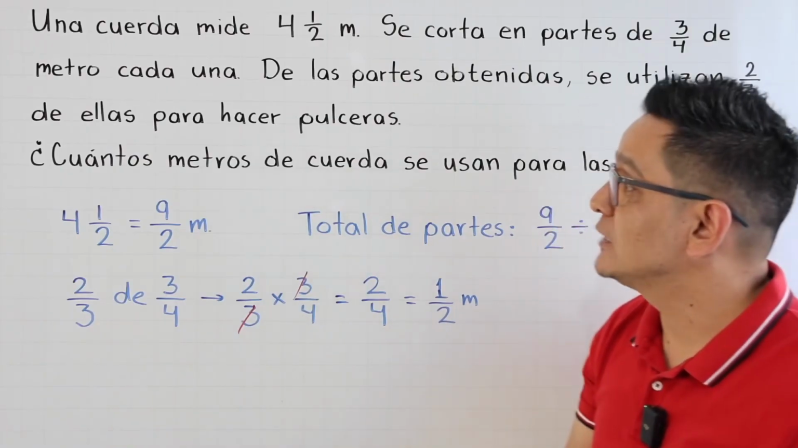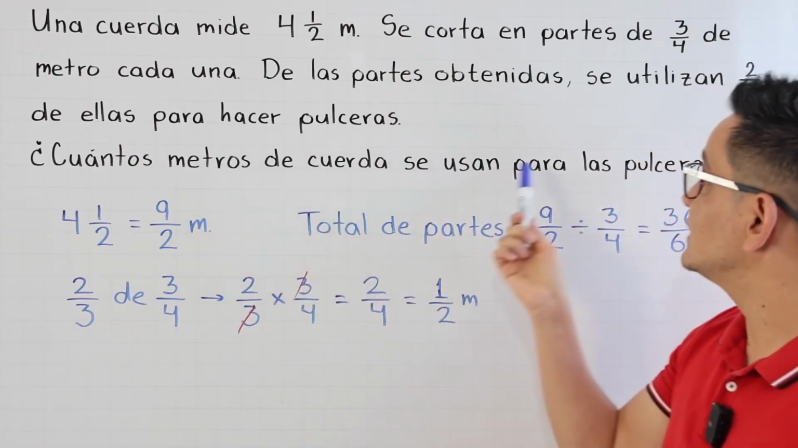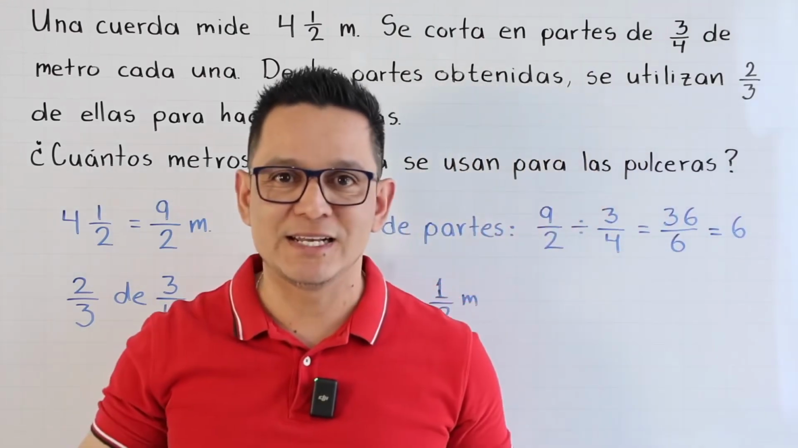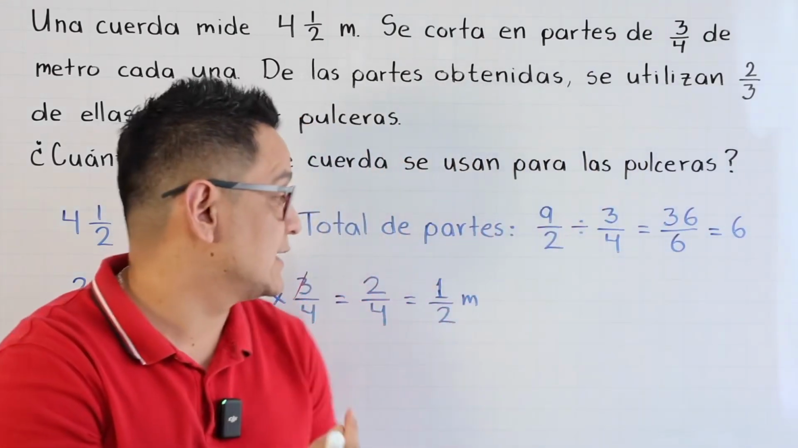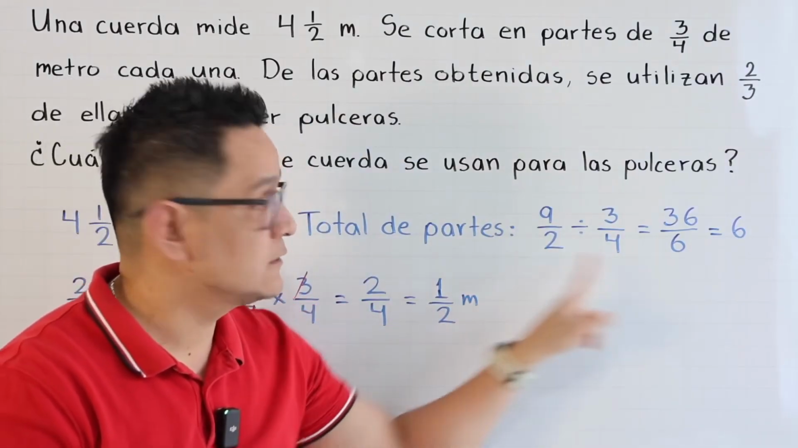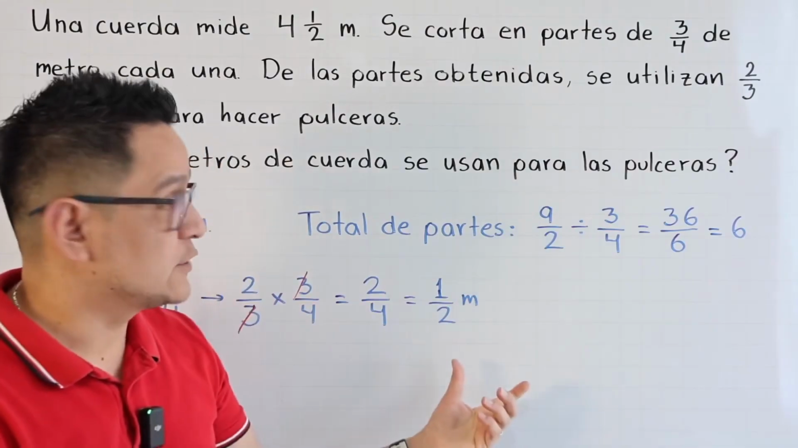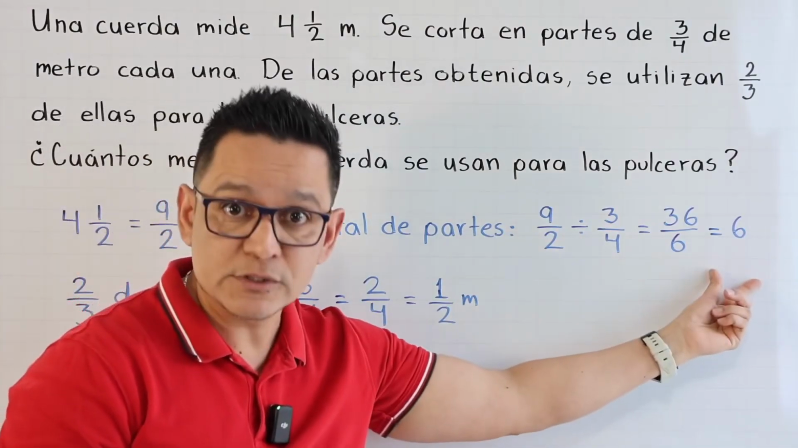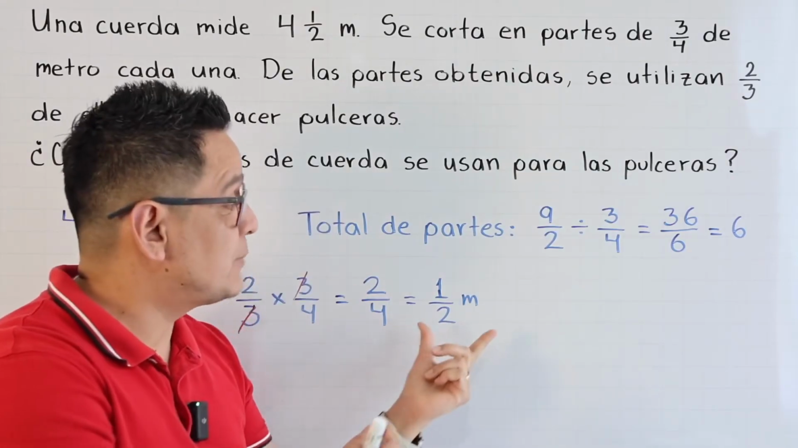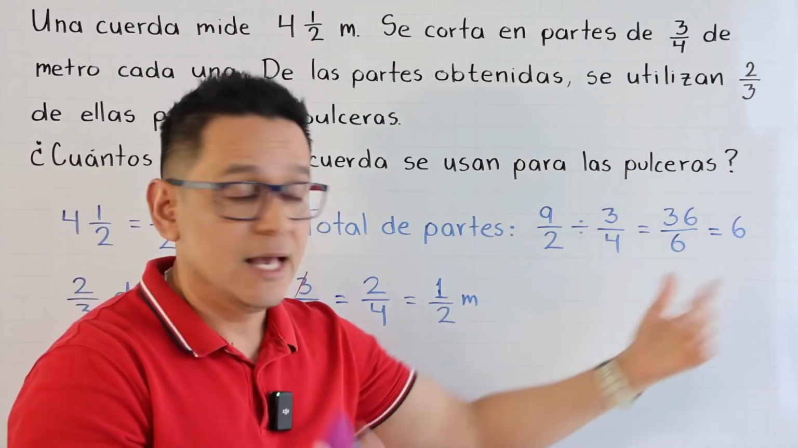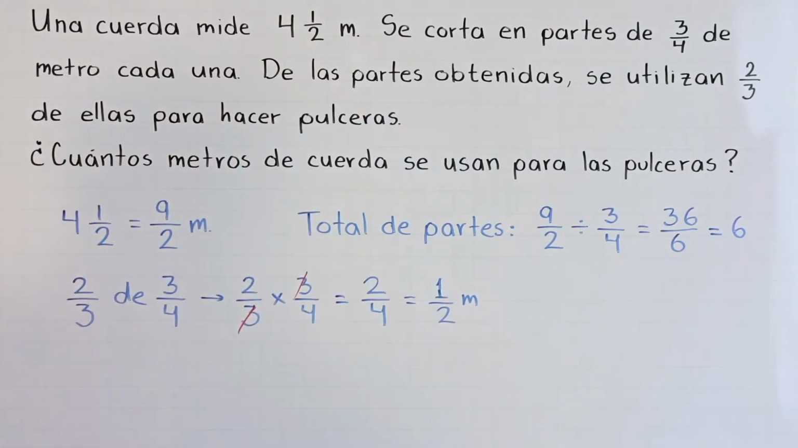But now the question is, how many meters of cord are used for the bracelets? Does it refer to all the bracelets? Well, if for each of the bracelets you're using half a meter, and I have a total of 6 parts, the final operation I have to do would be 1/2 times 6, right? Because from each of those parts, I'm going to take half a meter, but I have a total of 6 parts.